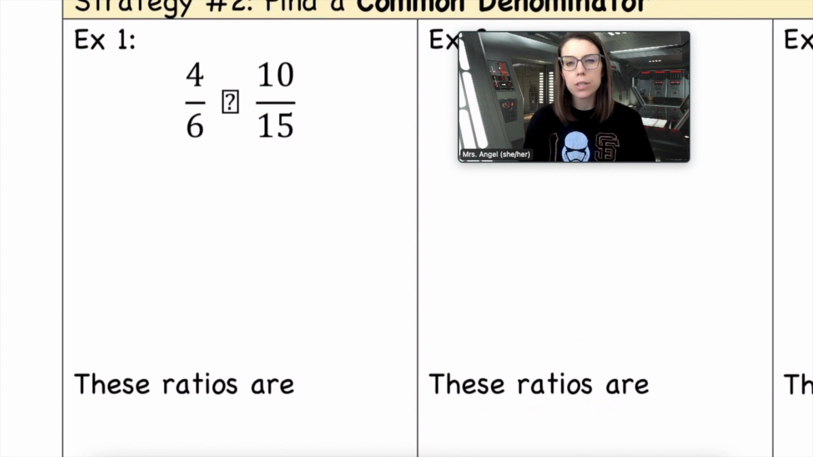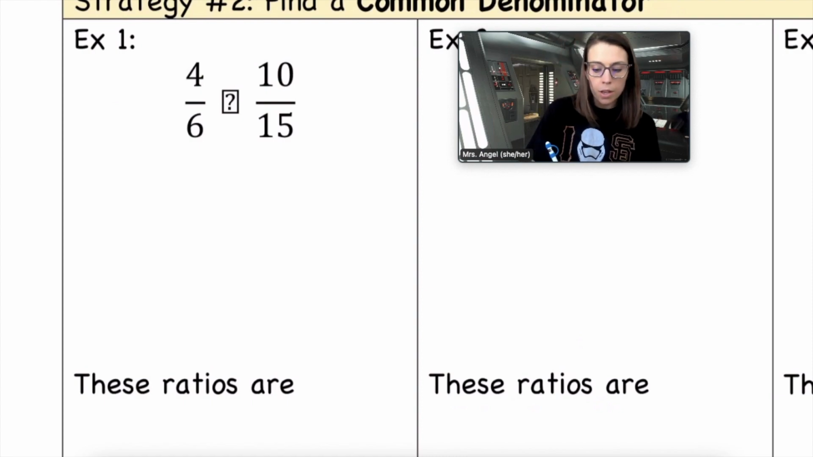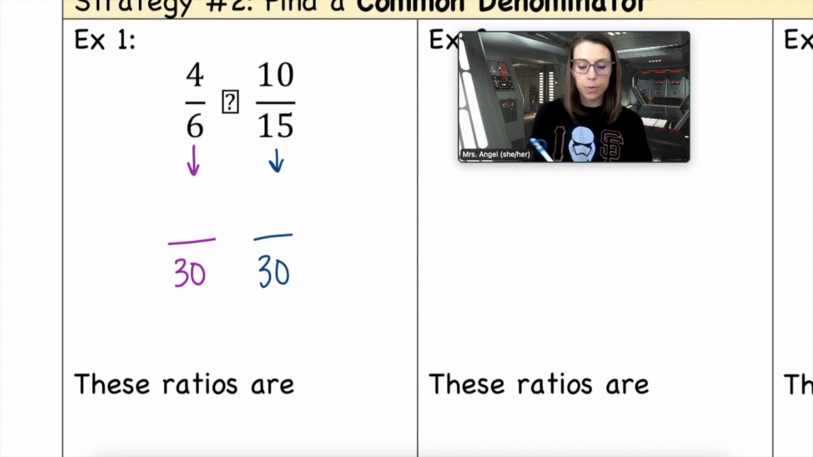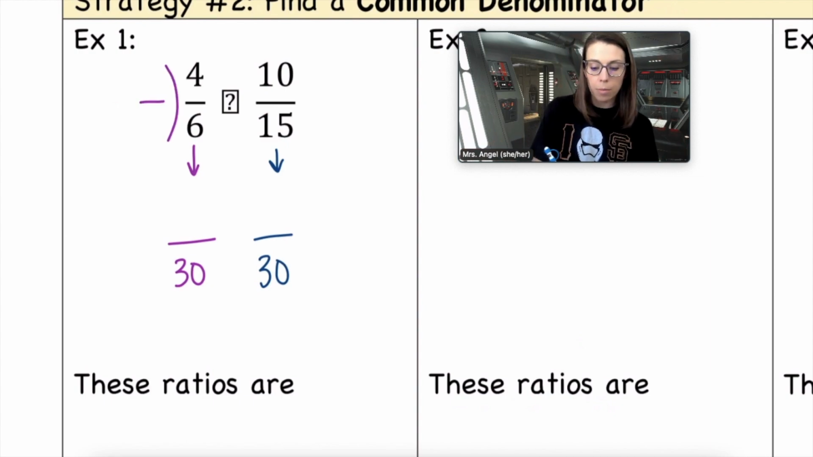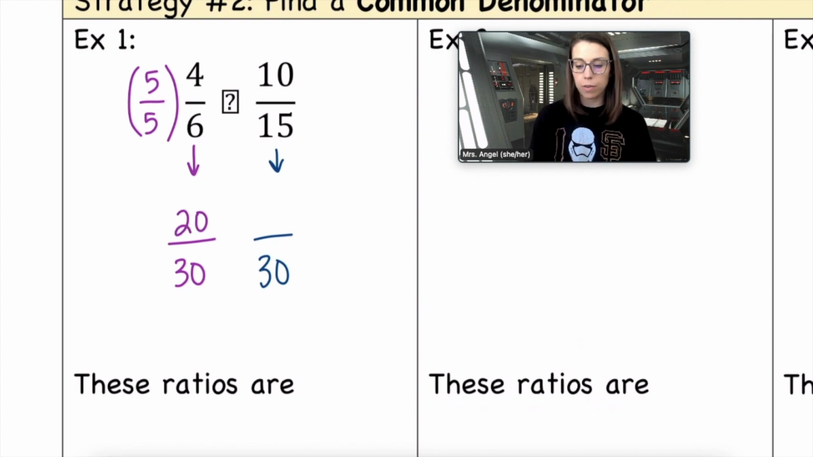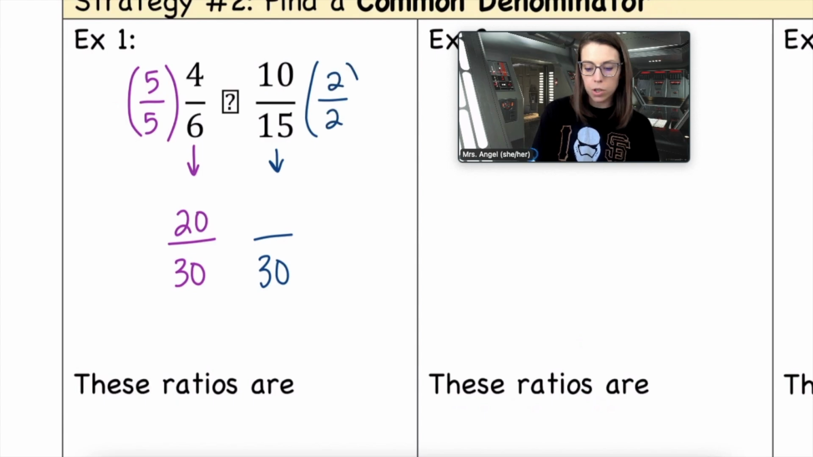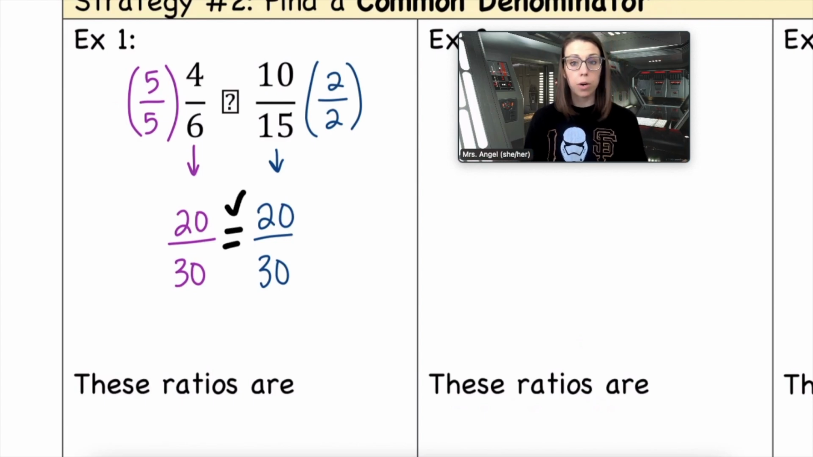They both go into 30. So I'm going to set up equivalent ratios out of 30 this time, and I'm going to use big ones to do so. To get 6 to 30, I'm going to multiply by 5/5. So that's 20 to 30 as an equivalent ratio. And to get 15 to 30, I'm going to multiply by 2/2. So that's 20 to 30 as an equivalent ratio. Look at that. They are equal. Therefore, these ratios are proportional.